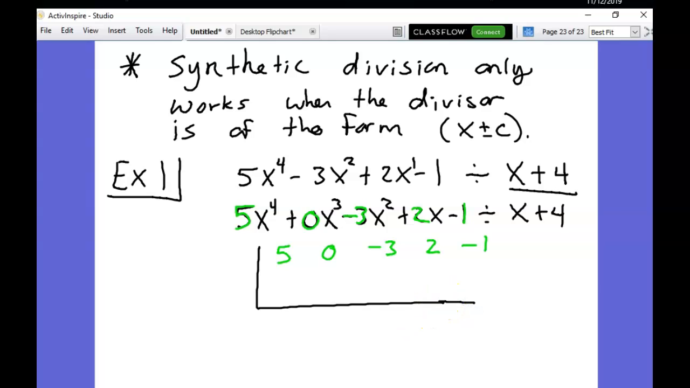The next thing you have to do is you're going to take this number here, but you're going to put it out here. But when you do that, you're going to make it the opposite sign. So this is going to become a what? -4. There's your setup. That's step 1. Okay? So put all your coefficients down there. Take that last number, put it over here. Make it an opposite sign.